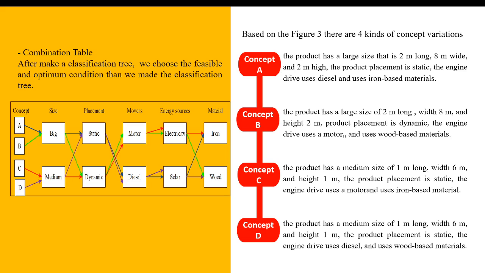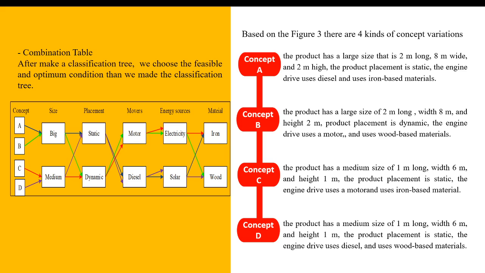Concept A. The product has a large size, 2 meters long, 8 meters wide, and 2 meters height. The product placement is static. The engine drive uses diesel and uses iron-based material. Concept B in dimension is similar to concept A, but the product placement is dynamic. The engine drive uses a motor, and for the casing we use wood-based material.